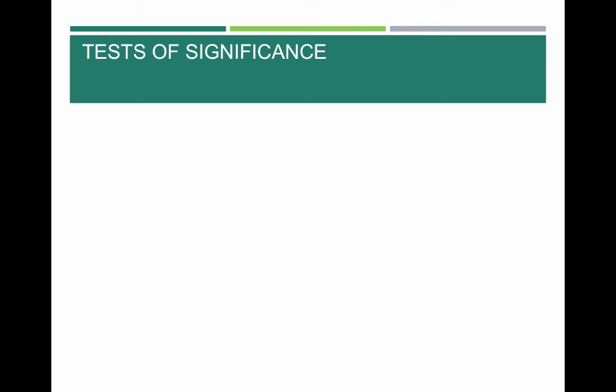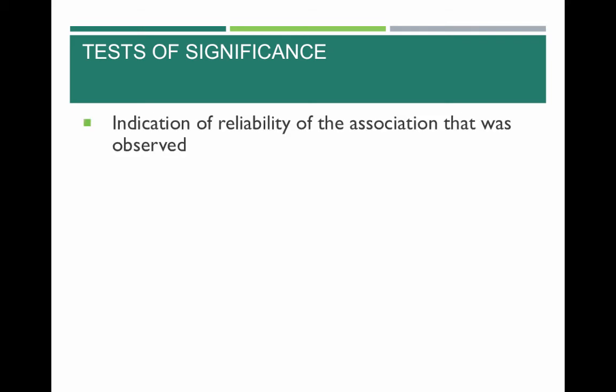There are two main tests of significance in biostatistics and epidemiology. One is a 95% confidence interval, and the other is a p-value. And if you've read anything in the medical literature, you always see these numbers following an odds ratio or relative risk.